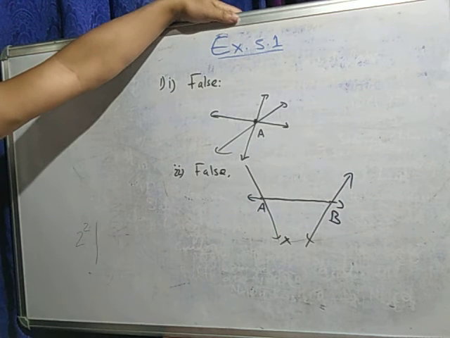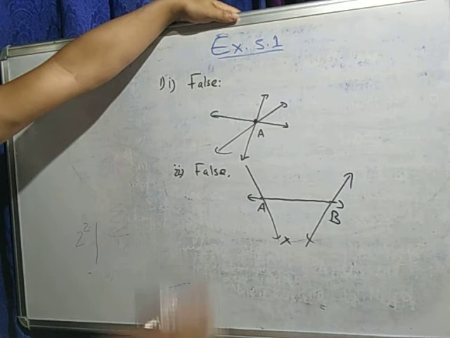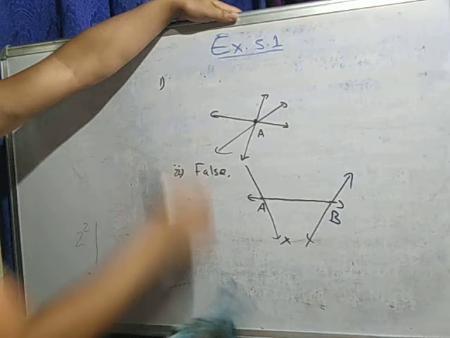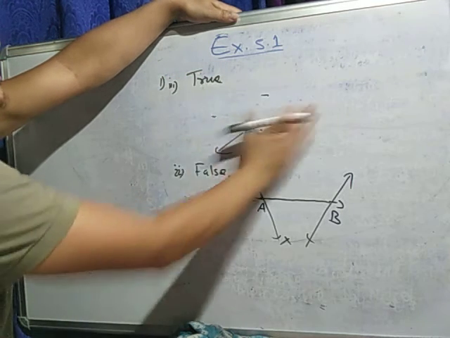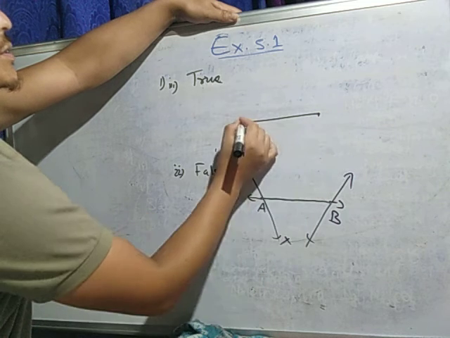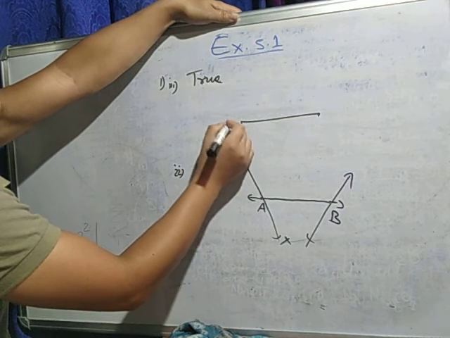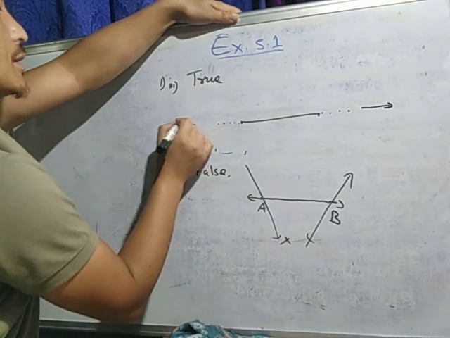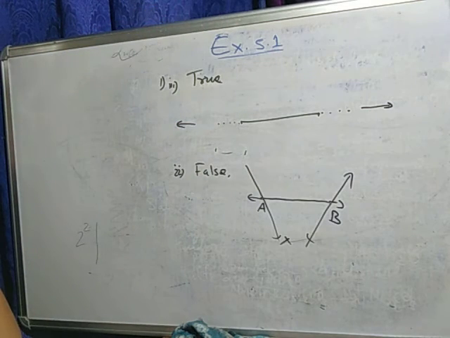Next, what do you have? A terminated line can be produced indefinitely on both sides. Yes, this is true. Third one is true, because this is your terminated line. Terminated line means which stops. So from a terminated line you can produce an infinitely long line. So this is a true statement.